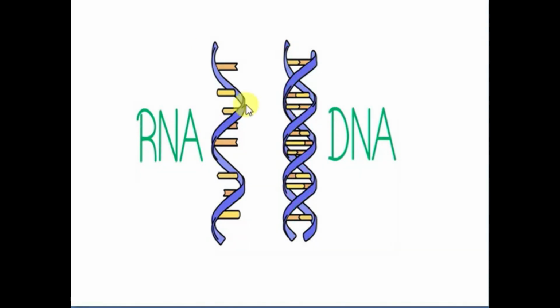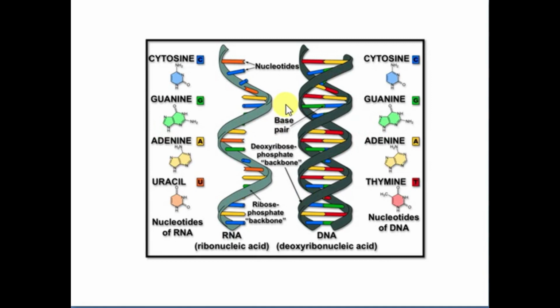Then next we have this slide where we will discuss the base pairs. We will discuss the nucleotides of DNA. They are these four: A, T, C, and G. So A, T, C, and G are the nucleotides of DNA. And in case of RNA, we have A, U, C, and G. So these are the four nucleotides which are present in DNA and RNA.